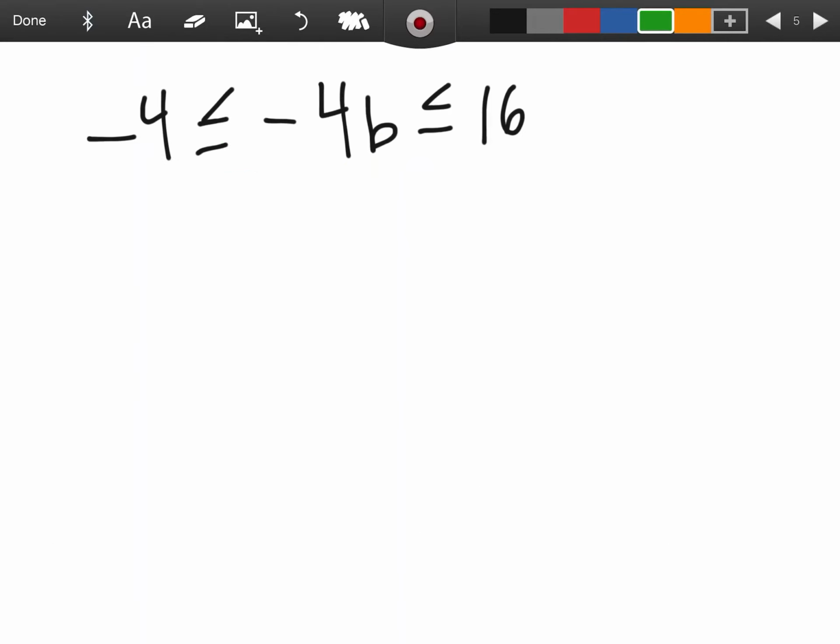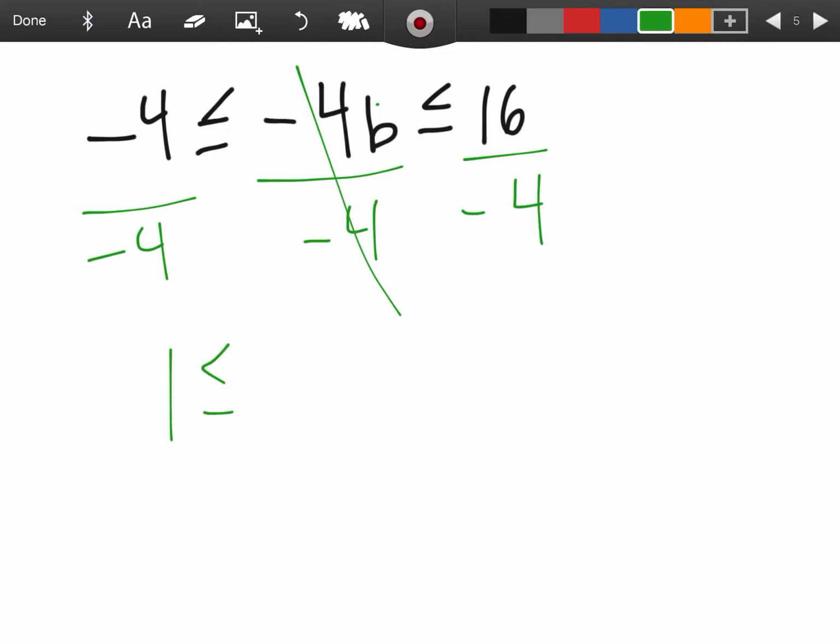And finally, let's take a look at one more compound inequality here. The reason I'm showing this compound inequality is because when I have to solve for b here, I'm going to have to divide by a negative. And we know when we divide by a negative, we had to switch signs before. Well, let's see if that still holds up. Here, I divide every piece by -4. I'm left with 1 is less than or equal to b is less than or equal to -4.